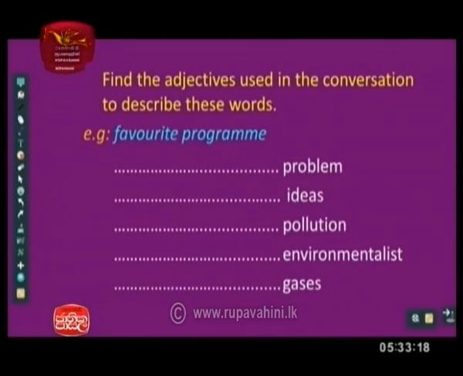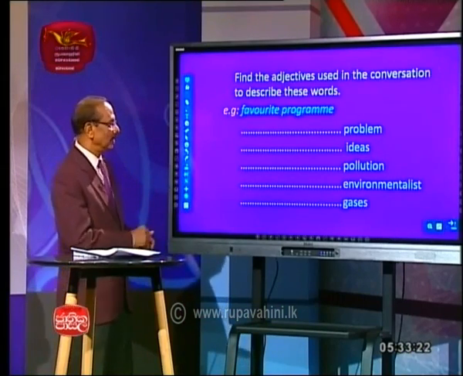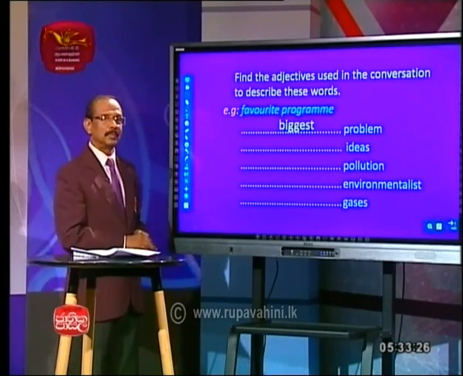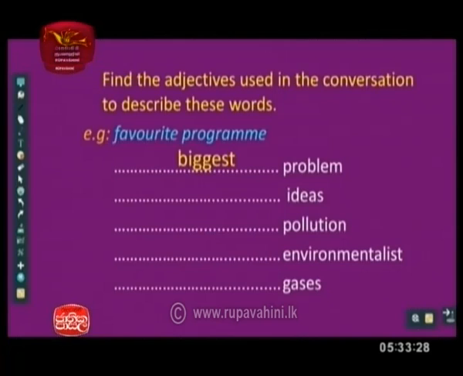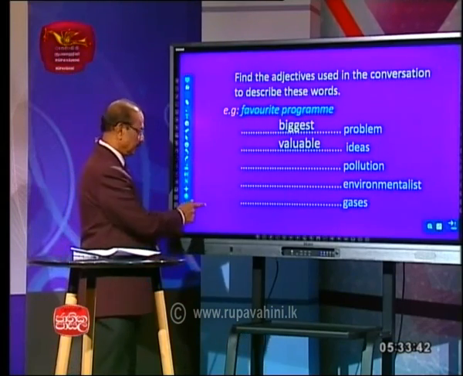Problem, ideas, pollution, environmentalist, gases. So, they are nouns. Let us try to find out the adjectives. First one, you get biggest problem. So, it is in the superlative form, big, bigger, biggest, biggest problem. Then you remember ideas, valuable ideas. So, valuable is an adjective.